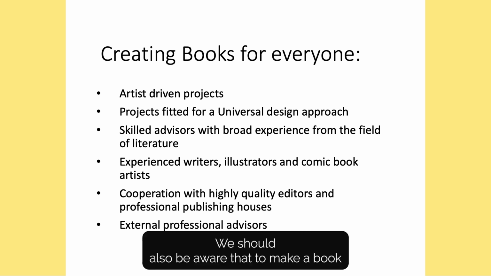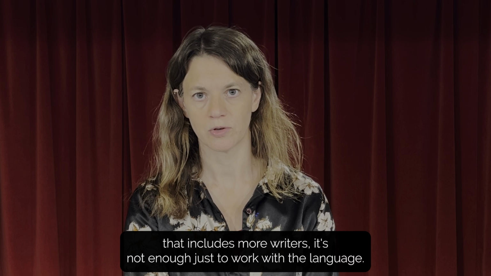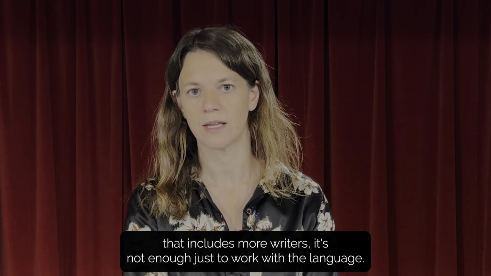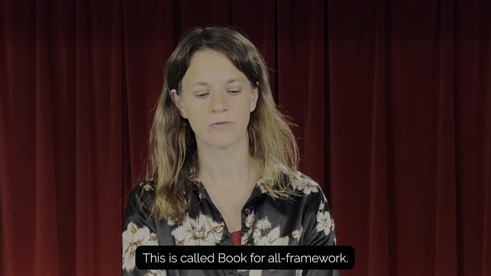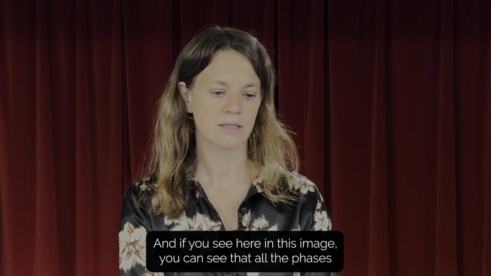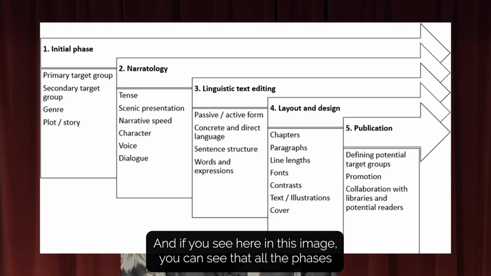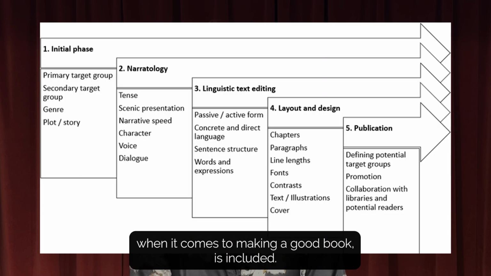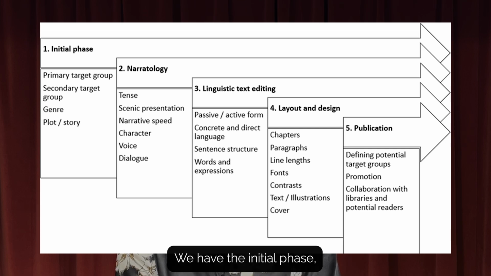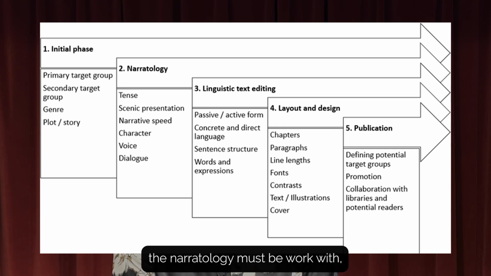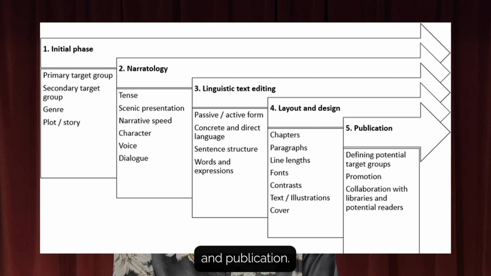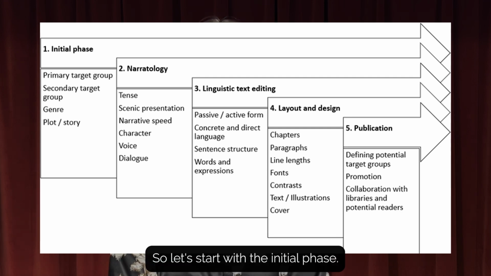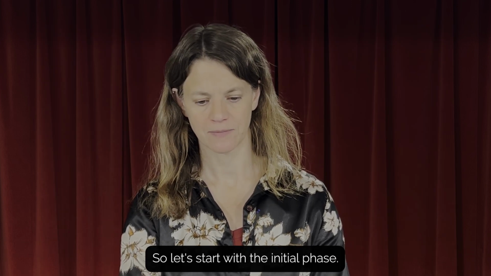We should also be aware that to make a book that includes more readers, it's not enough just to work with the language. We need to work with every aspect of the book. This is called the Book for All framework. And if you see here in this image, you can see that all the phases when it comes to making a good book are included. We have the initial phase, the narratology must be worked with, the linguistic text editing part, the layout and the design, and publication.